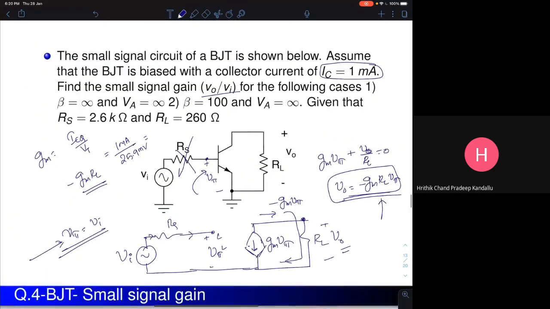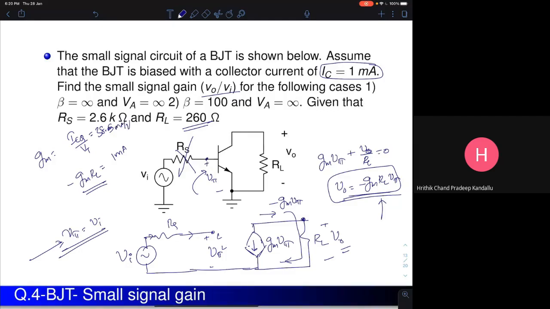Does anyone have a calculator? You can just quickly try it anywhere and report the value. How much do you get? AV is minus 10. I'll check it. This is actually 10, minus 10 is the gain. I'm sorry, I've chosen the values in such a way that I forgot now. I've given RL as 260 ohms. So the question was framed in such a way that GM for 1 milliampere is 38.5 milliampere per volt, you're right.